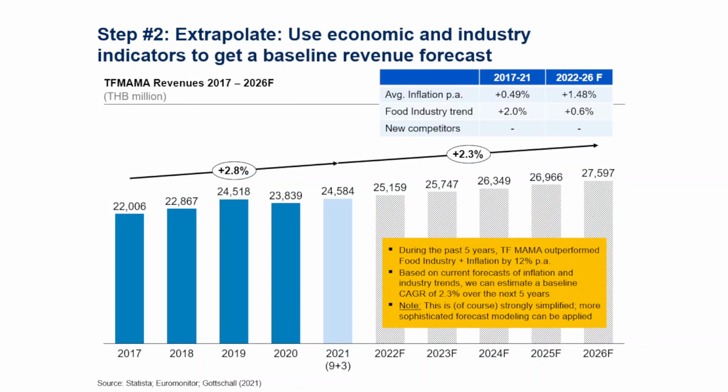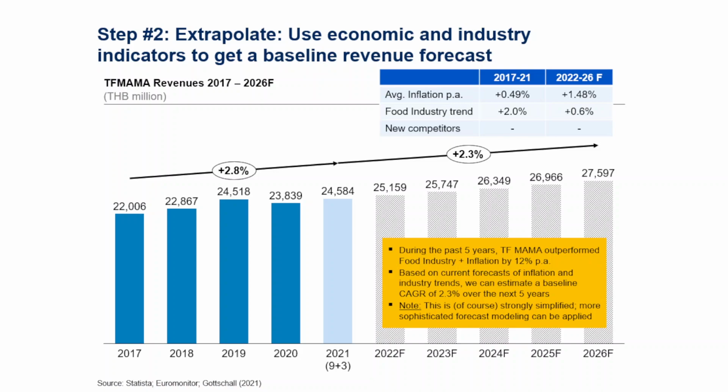Now in a second step, what we try to do is we try to extrapolate and build a baseline revenue forecast. So let me explain how I did this here. And I did this very simplified. There's more complicated, more sophisticated ways of doing this. But basically we take the first part that you have already seen, the years 2017 to 2021, so the past 5 years basically, including the current one, as a base. And we see here again the 2.8% CAGR, compound annual growth rate.